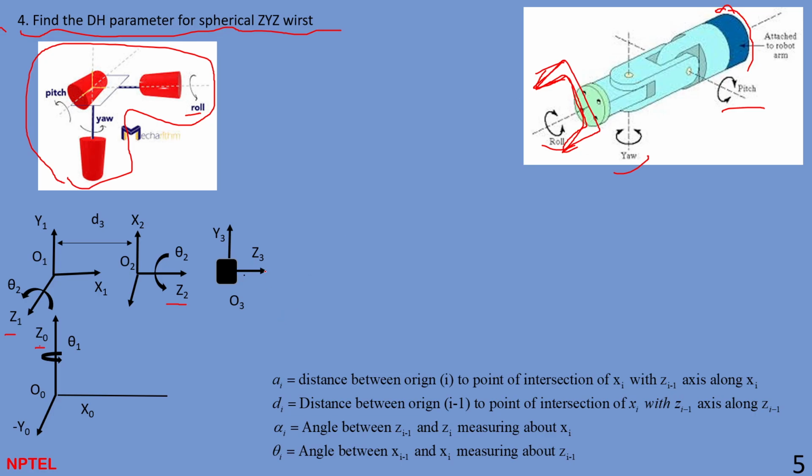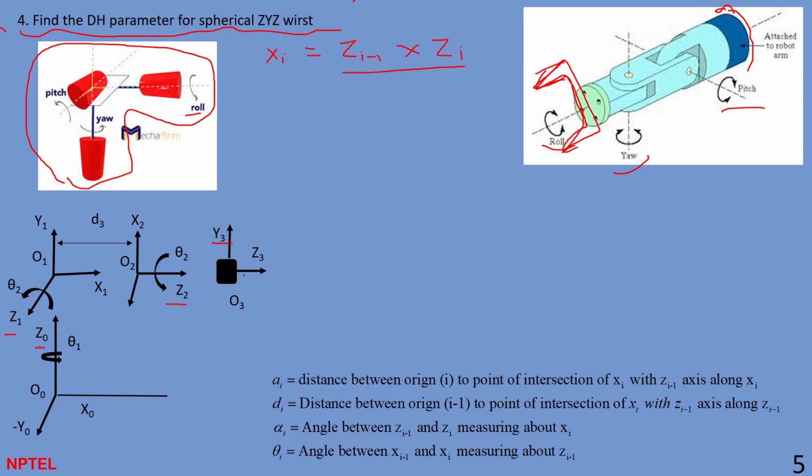The gripper will be along the same direction, and this is the sliding direction, and y3 is another direction. Why I have chosen y3? Please go through the lecture. Now after choosing Z0, you need to choose X0, Xi, right? And Xi is chosen by Z(i-1) cross Zi. Just cross multiply to get the direction of Xi.